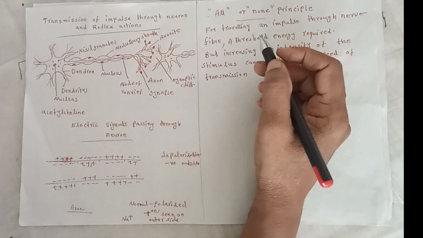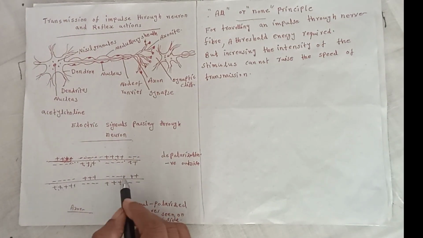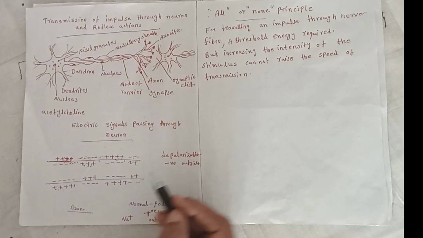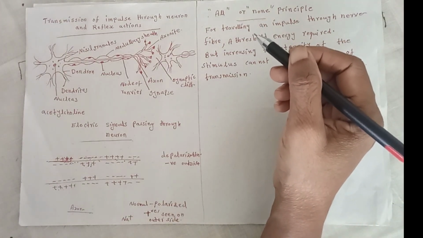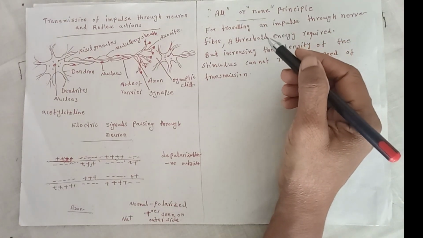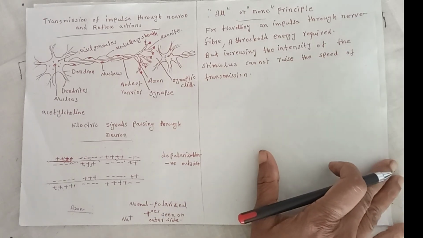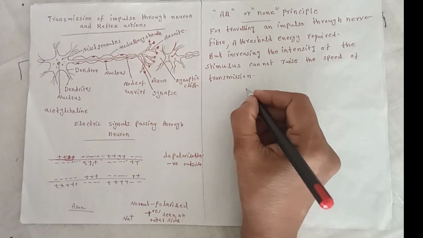For traveling an impulse through the nerve fiber, a threshold energy is required. Threshold is the minimum energy required for the movement of an impulse. But increasing the intensity of stimulus cannot raise the speed of transmission. That is known as all or none principle. Next topic, reflex action.